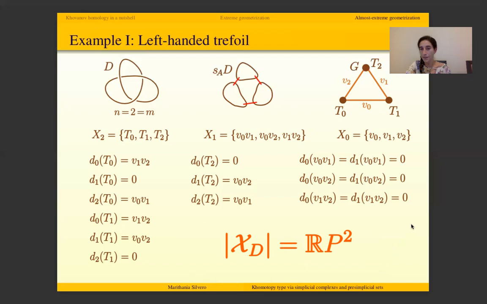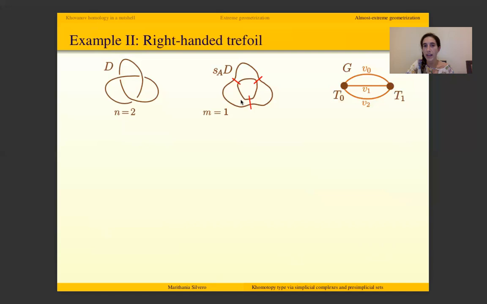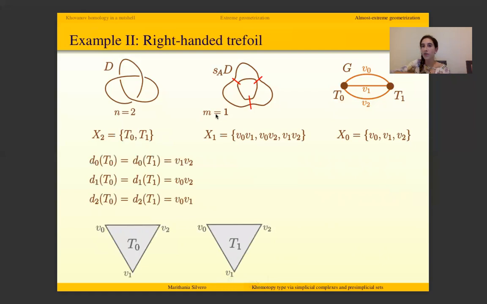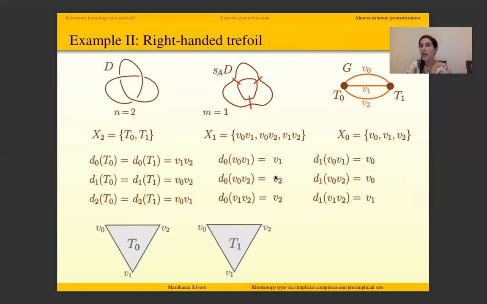If we consider the right-handed trefoil, now the situation is completely different. If we smooth everything following an A label, we get two circles connected that way, and here everything is parallel. So when you try to do the same, you can always remove edges because the ones you are removing are going to be parallel to the ones not appearing here. So this is the reason why this is really not a partial presimplicial set, but a real presimplicial set because nothing is mapped to zero, okay?